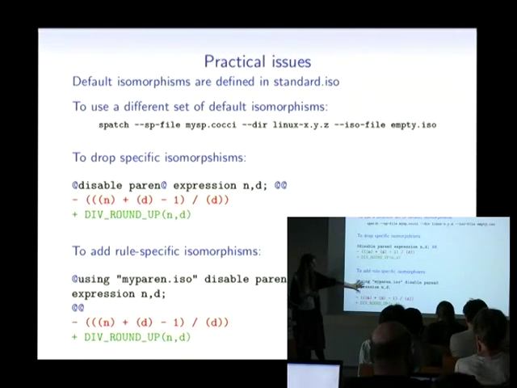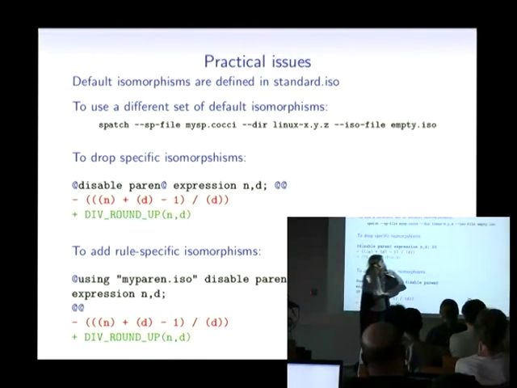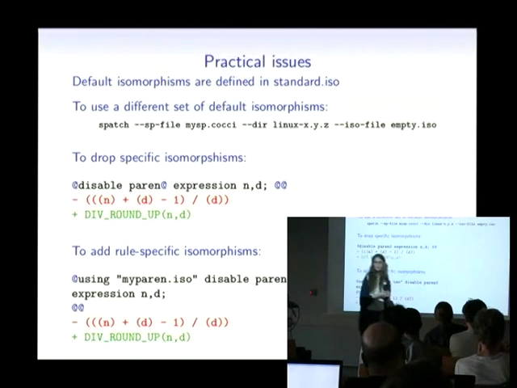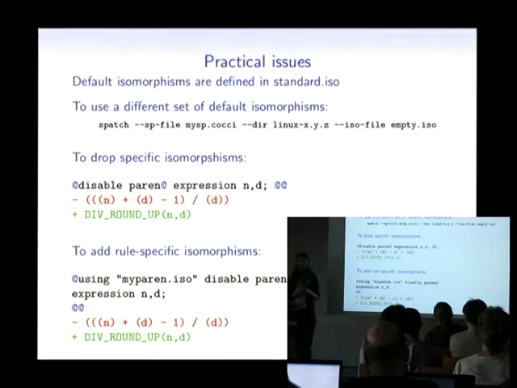I haven't found this feature to be terribly useful in practice. This one is fairly useful. Another thing is if you want to just get rid of all isomorphisms, then you can make a file called empty.iso, and then you can use that as your isomorphism file, and then your semantic patch will do exactly what it looks like it does.